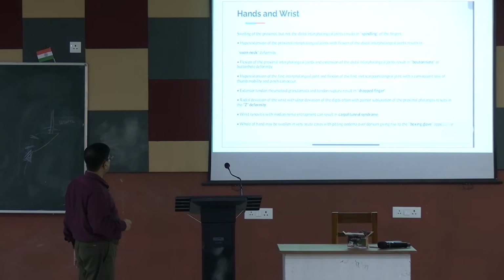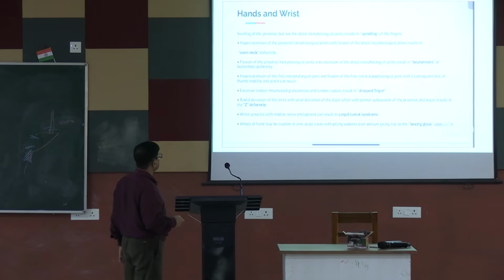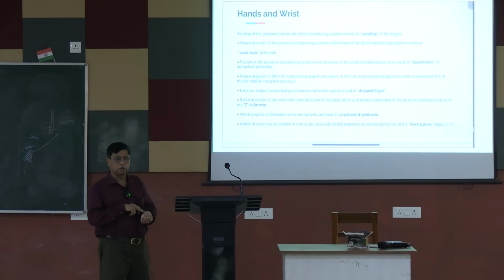So just read it. Hyperextension of the finger, this is another deformity. Flexion, another deformity. Another deformity is dropped fingers. Another deformity is the radial deviation of the wrist and ulnar deviation of the digits, that causes a deformity in the wrist. I will show you pictures in the next slide. Wrist synovitis and median nerve entrapment is called carpal tunnel syndrome. Carpal tunnel syndrome is a compression of the median nerve at the wrist.